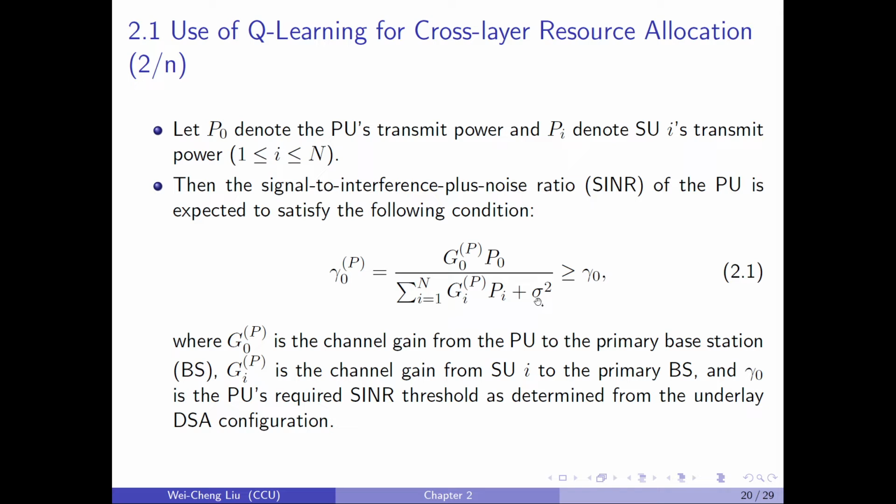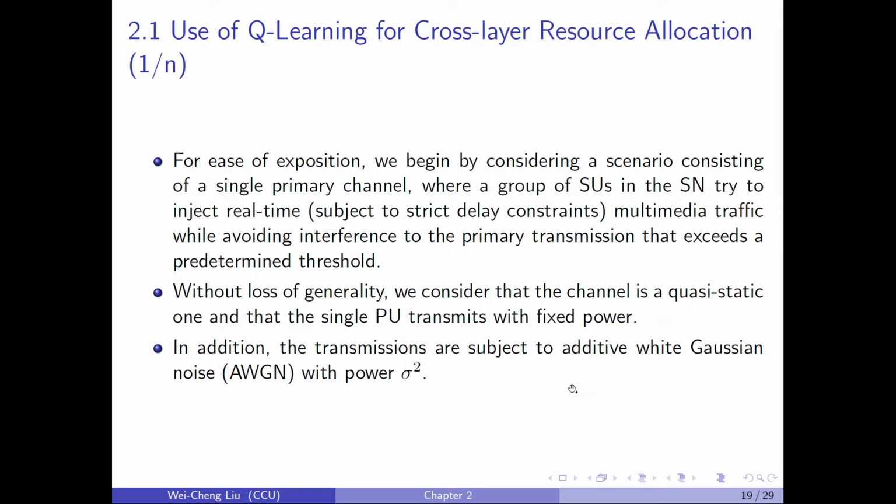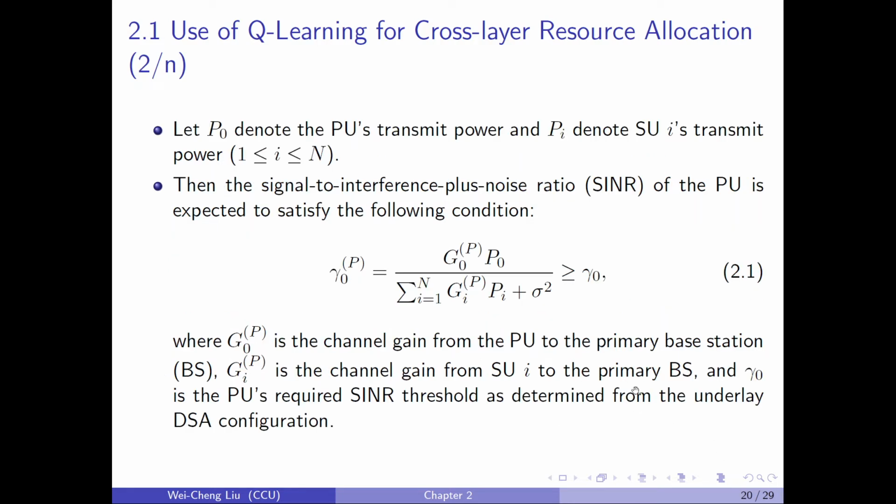and plus sigma square. What is sigma square? On page 19, sigma square is the power of the additive white Gaussian noise, AWGN, which is greater than or equal to gamma 0. And gamma 0 is the primary user's required SINR threshold as determined from the underlay DSA configuration.